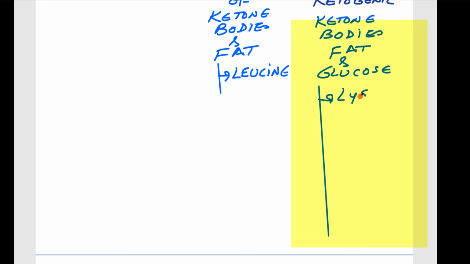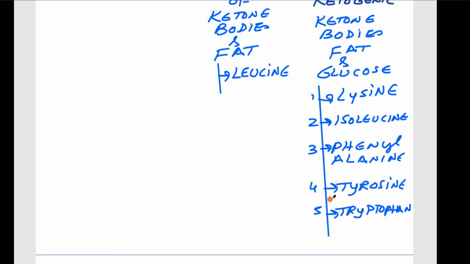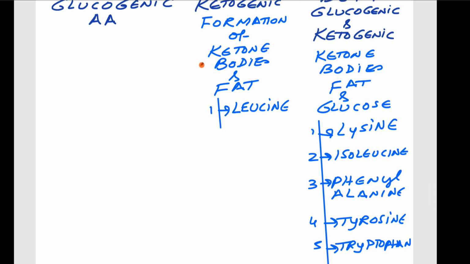Lysine, then isoleucine, then phenylalanine, then tyrosine, then tryptophan. There are 5 amino acids under this category, and 1 amino acid under the category of ketogenic. Now, let us take up the only glucogenic amino acids. Remaining 14 amino acids are glucogenic.